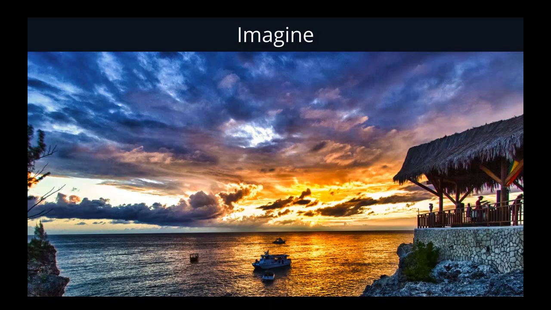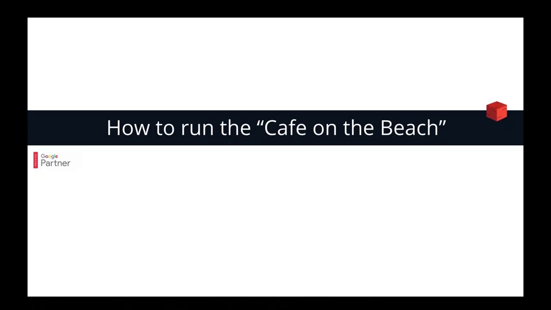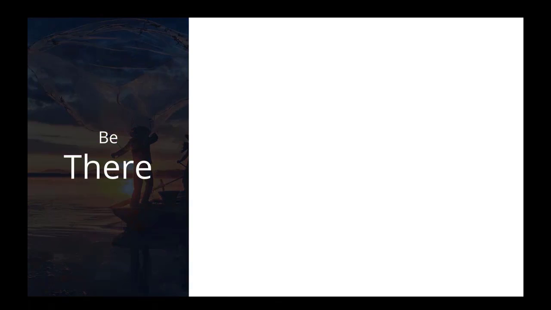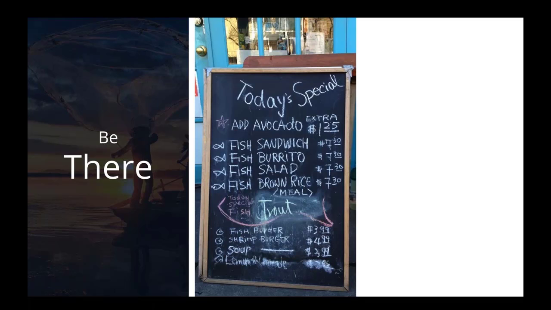So, if you own this cafe, how do you run this cafe on the beach? Well, the best way to run this cafe on the beach is step 1, get the best fish. Go to the sea and get the best fish that you can get. Let's call it being there. Once you have caught all the fish, the next step is to prepare some awesome dishes with it and let the world know that you are the best when it comes to fish sandwiches. Let's call this the be prepared moment.